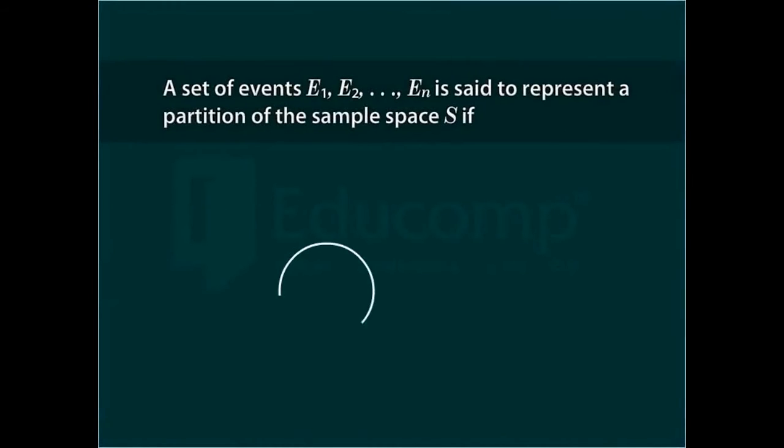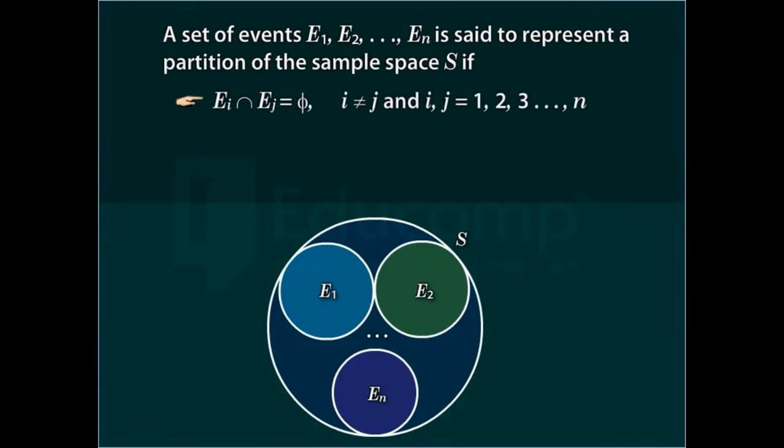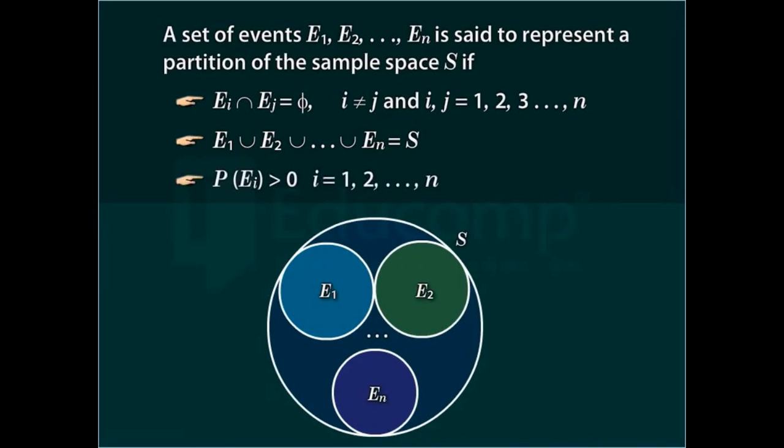A set of events E1, E2 up to En is said to represent a partition of the sample space S if Ei intersection Ej equals phi, i is not equal to j, and i, j equals 1, 2, 3 up to n; E1 union E2 union up to En equals S; and P of Ei is greater than 0 for all i equals 1, 2 up to n.